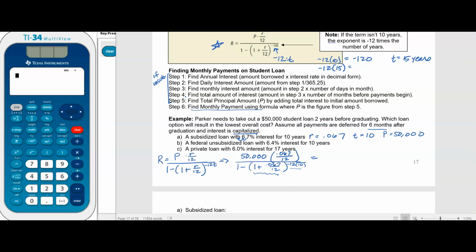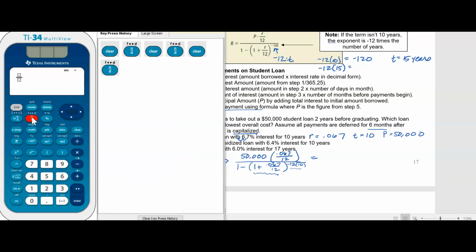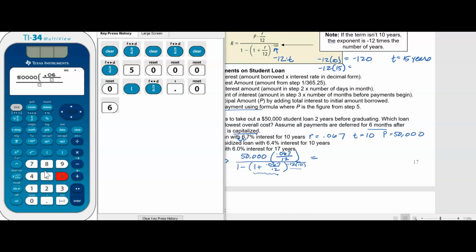In our case, I'm going to use the fraction button here in the calculator, and it's going to make it easier. So I'm going to hit the fraction button, and I'm going to type this in exactly how it looks on my paper. So I've got 50,000 times, and then I'm going to enter another fraction, so N over D, and then 0.067, and you have to use your down arrow to get to the bottom, and then 12. And it's a really good idea to do this with me. So if you've got your calculator, hopefully, or if not, pause the video and go grab it so that you can do this as I'm doing it too.